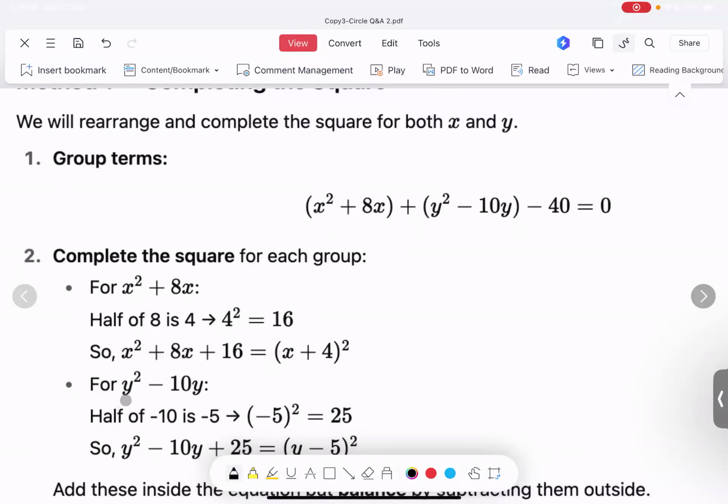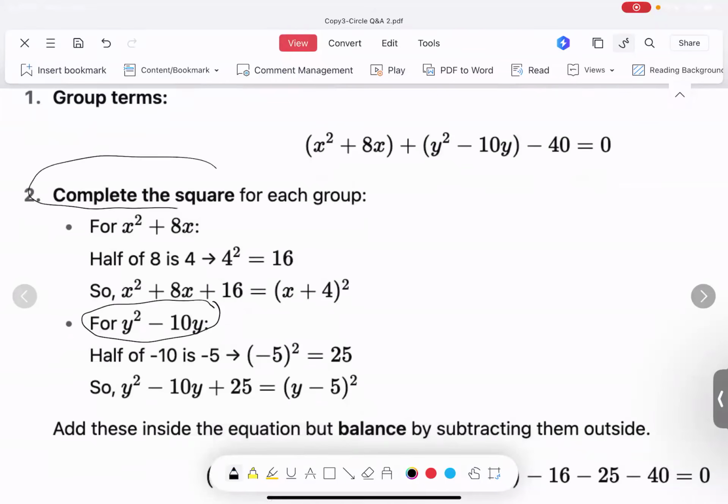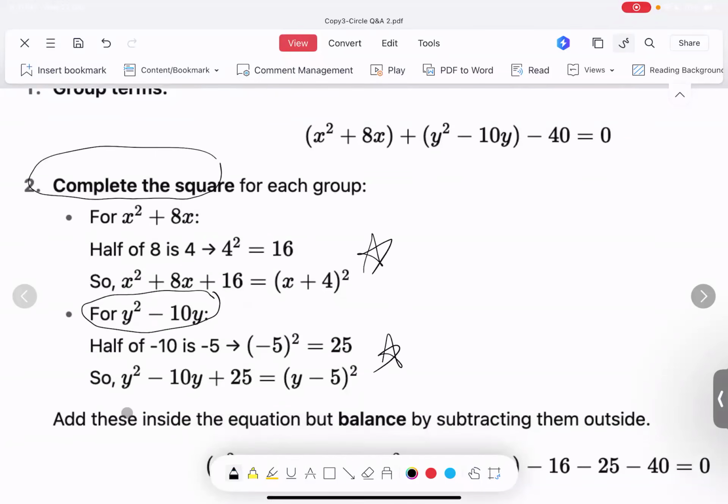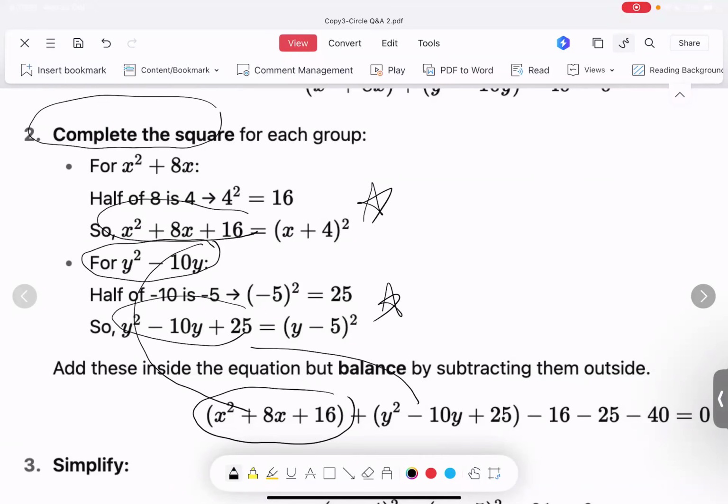Move on when you do this one. Half of this one is -5, so negative 5 squared is 25. So y squared minus 10y plus 25 is equal to (y minus 5) squared. So you can see how they do the completing the square. I think these two working steps are so important when you revise something like this. Add this inside the equation but balance it by subtracting on the outside. This whole entire thing we copy down. This whole entire thing we copy down. Minus 16 is from here.